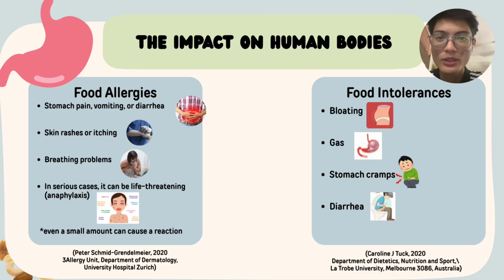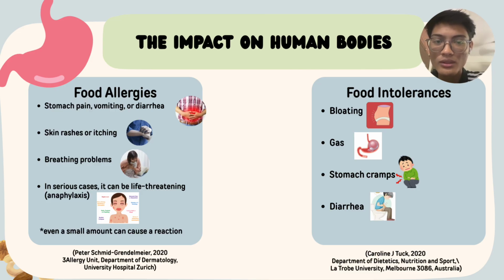Now let's look at the impact of food allergies and food intolerances on our bodies. First, we have food allergies. Food allergies happen when the immune system reacts strongly to certain foods like peanuts or seafood. Because of this reaction, a person can experience stomach pain, vomiting, or diarrhea. They may also develop skin rashes or itching, and sometimes even breathing problems. In serious cases, a food allergy can lead to anaphylaxis, which is a dangerous condition that requires immediate medical help. Even a small amount of the food can cause a reaction.